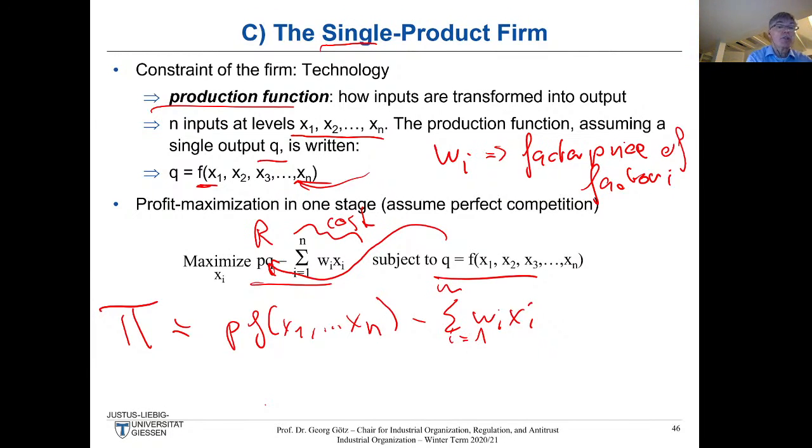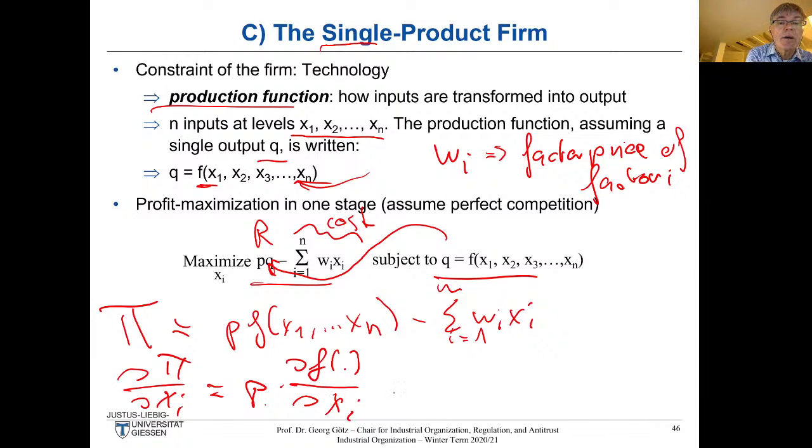In order to derive the first order condition, you just take the derivative with respect to some input i, and what you get is p times df/dx_i minus w_i. Of course, this first order condition has to be equal to 0. This is a famous condition because it tells you that the value marginal product, this df/dx_i, is nothing else than the marginal product of this factor.